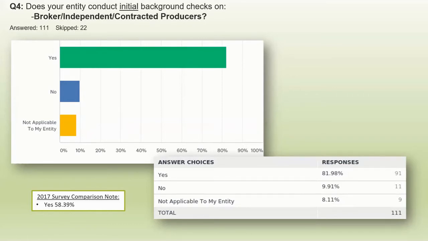I could speculate as to why, but it would really be something that could be discussed within some of the SILA forums, as to why this number is so much higher this time around than in the 2017 survey.